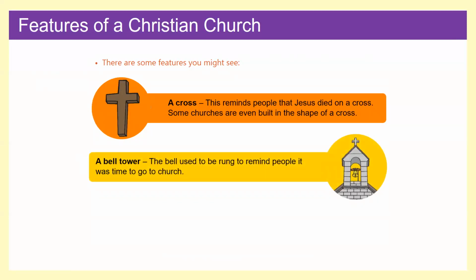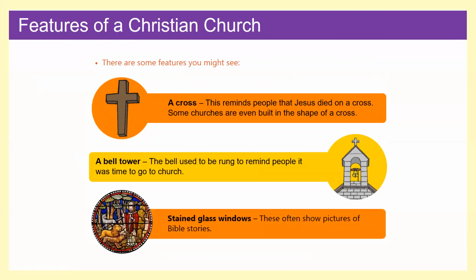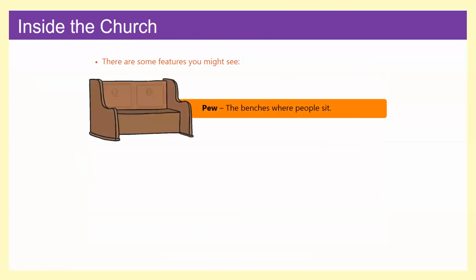In a lot of more traditional older churches, you often see a bell tower, and the bell is used to remind people that it was time to go to church. And again, in some particularly older churches, you will see really beautiful examples of stained glass windows, and they often show pictures of Bible stories or key events in the Bible. When you enter a church, you will see different types and styles of pews, which are the benches where people sit when they come to worship.